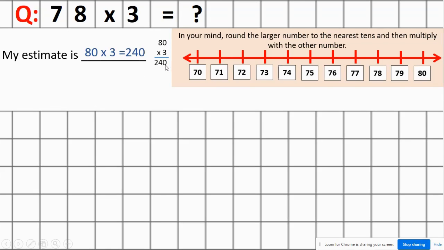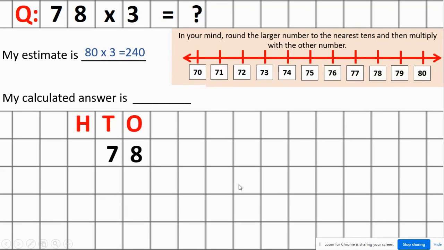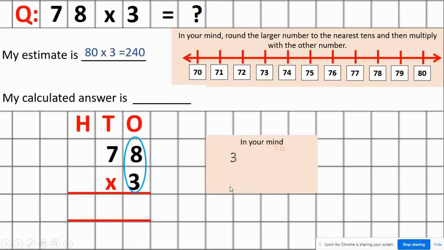So this is how we calculate. 3 times 0 will give me 0. 3 times 8 will give me 24. Now let's do the calculation using the formal written method. So we begin with writing the larger number in the correct place value and the smaller number below it. So we first begin with calculating 3 times 8 in our mind, which gives us a 2-digit number, which we write over here.